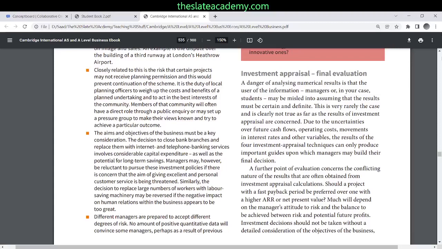If you could quickly read this investment appraisal final evaluation, there is here and on the next page as well. Then we'll move forward to the next thing, if there is any today.